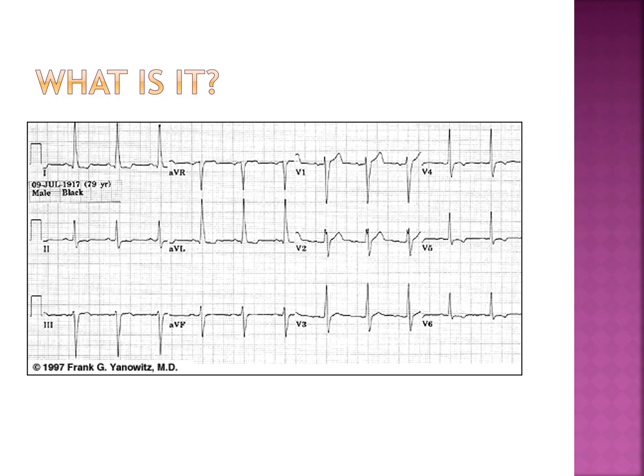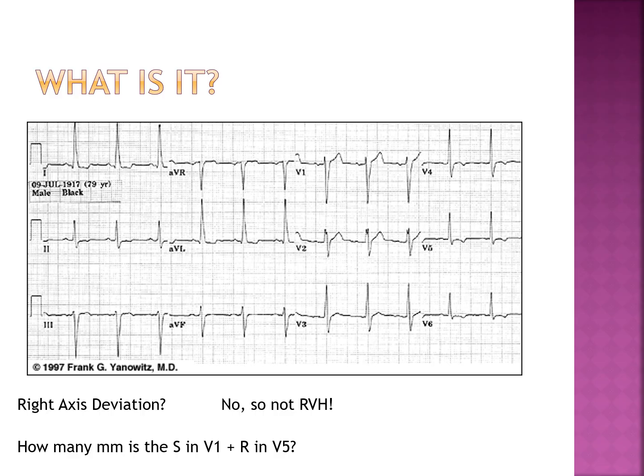Let's look at this one. So first question to ask, do I have a right axis deviation? No, I don't have a right axis deviation. So I have the terminal forces in 1 going upward. I have the majority of the terminal forces in AVF going downward. So I actually have a left axis deviation. So let's look for a left ventricular hypertrophy. So how many in the S in V1, because this is the formula looking for left ventricular hypertrophy. So I'll let you count that up.